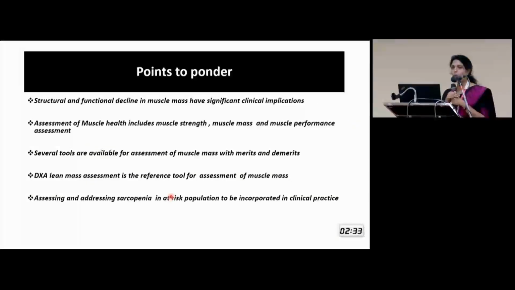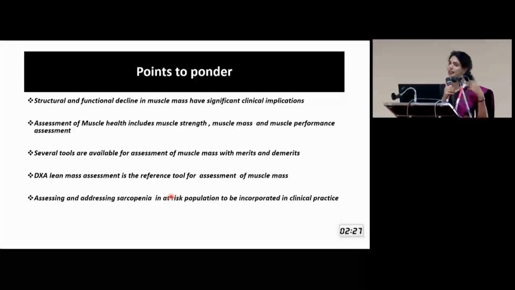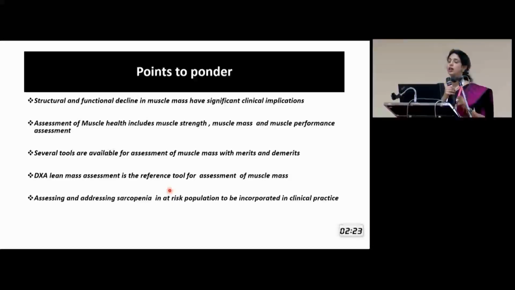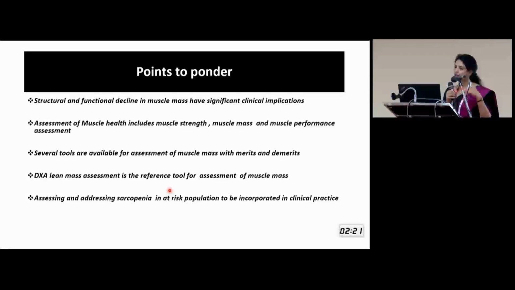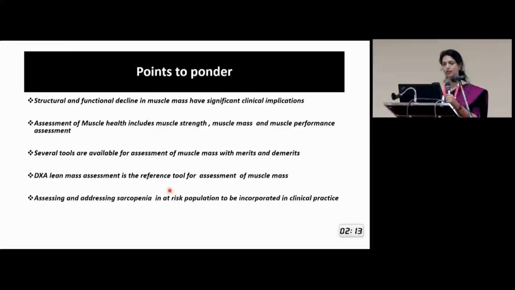So the take-home message is that we need to start looking at muscle mass analysis in our patients, at least start screening those at risk and then educate the patients in this direction. And when you're looking at muscle health, like I already said, assess strength, mass and performance. There are several tools available, each has its own merits and demerits, but DEXA is the reference tool for assessment of muscle mass, and assessing and addressing sarcopenia in the at-risk population should be tried and incorporated in clinical practice. Thank you.